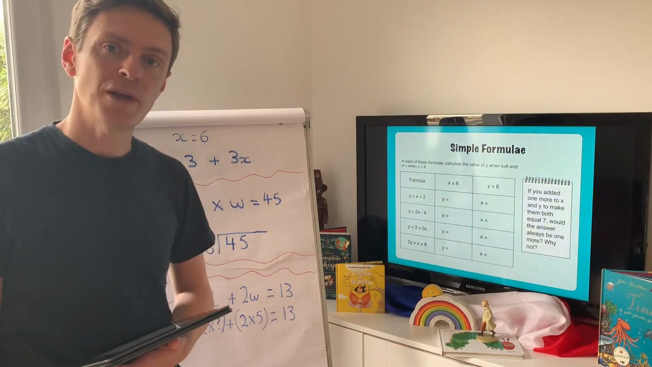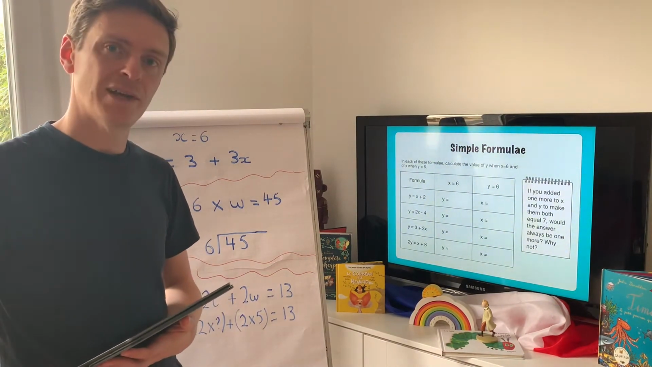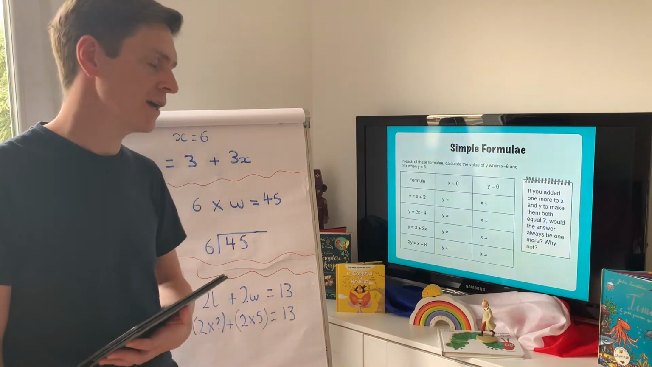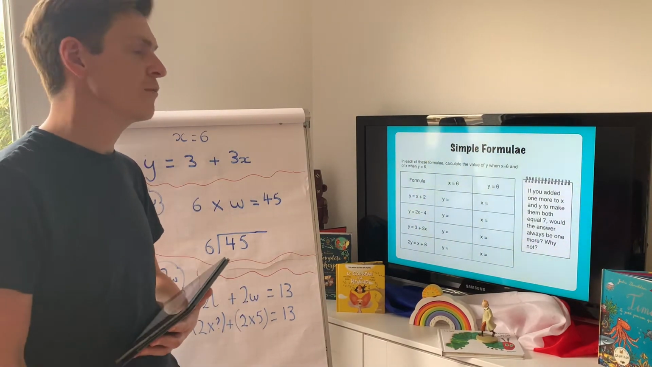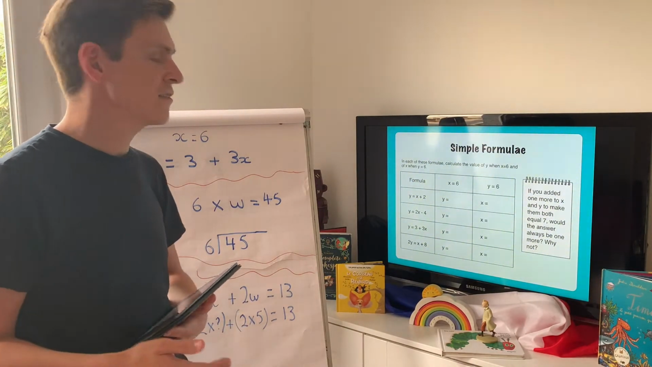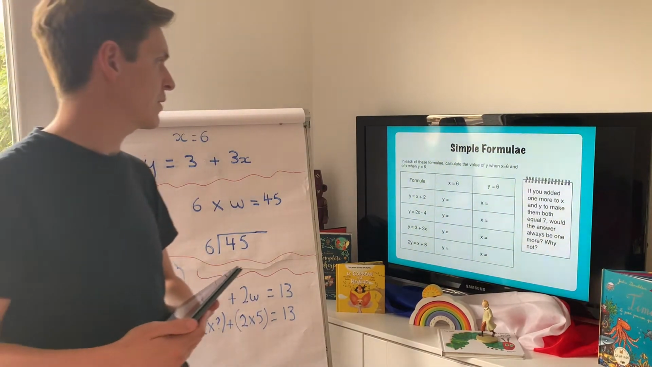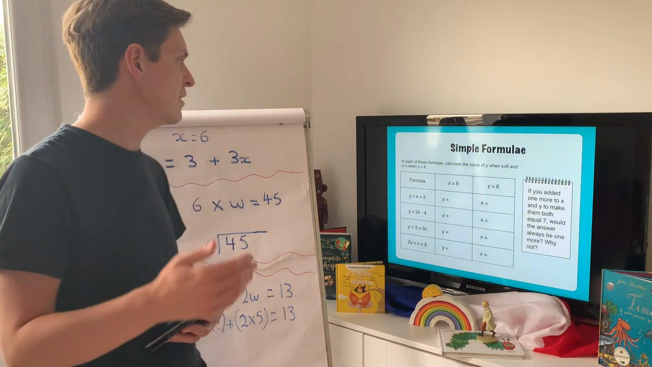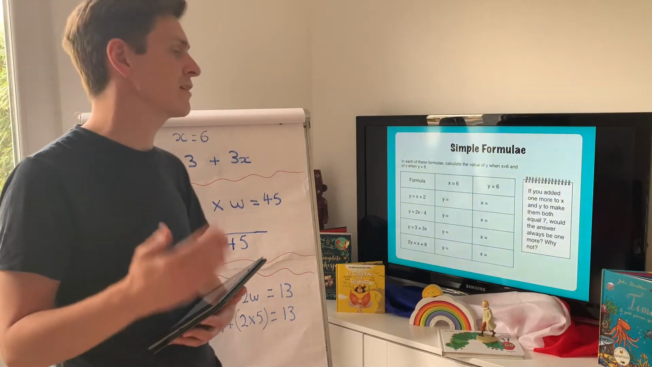Starting with simple formulas, what I'm going to do today is do a bit of talking, and I'm going to ask you to pause it and have a go at the exercises as we go along. So a really simple one to start with. We're just substituting one of the letters for a number. In each of these formulas, calculate the value of y when x is equal to 6 and of x when y is equal to 6.